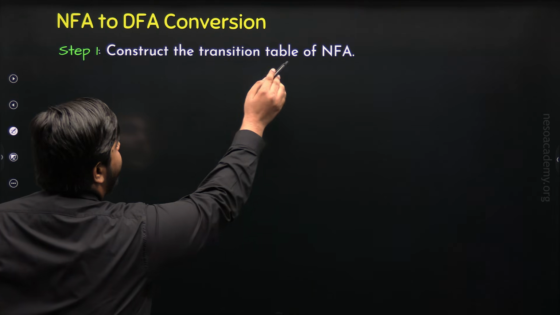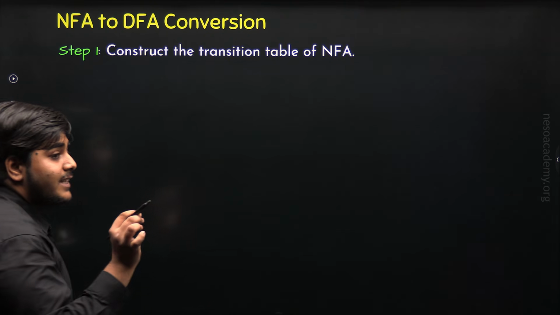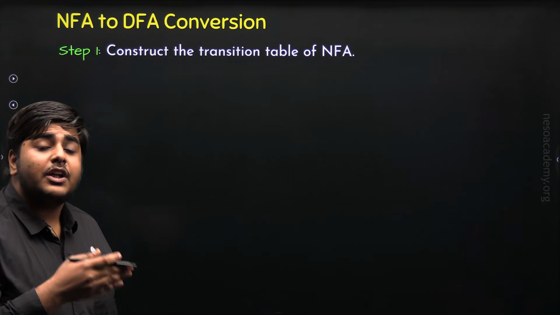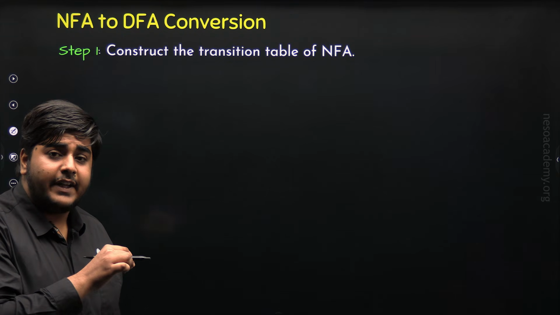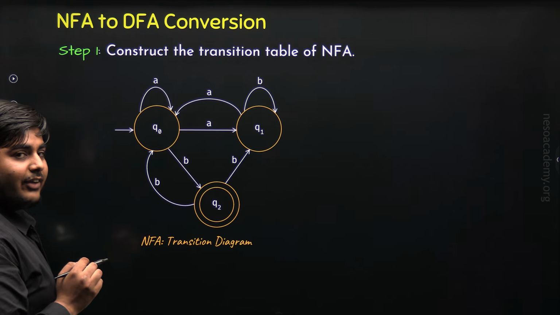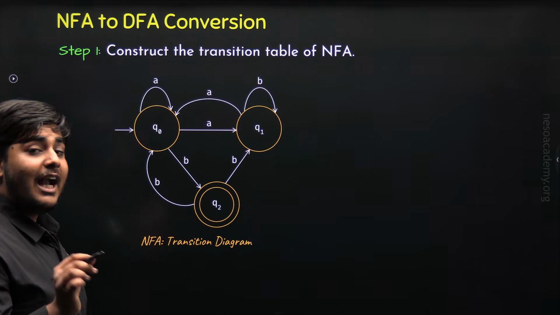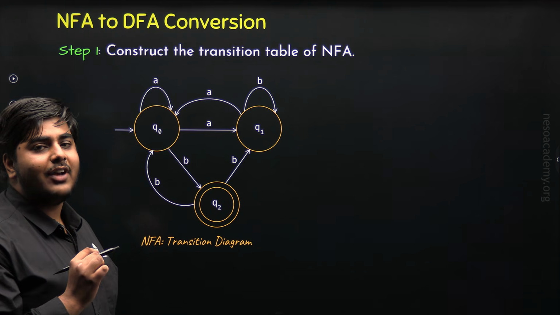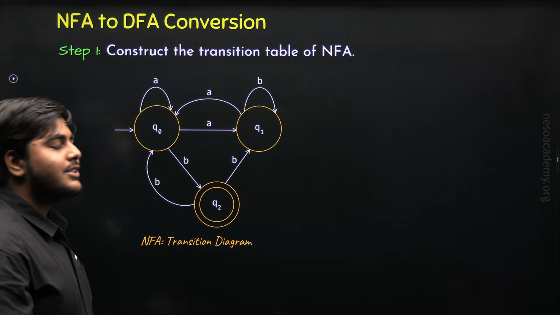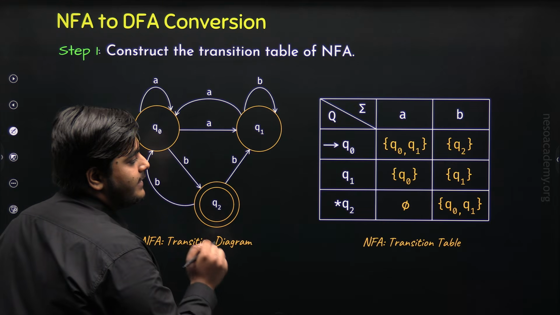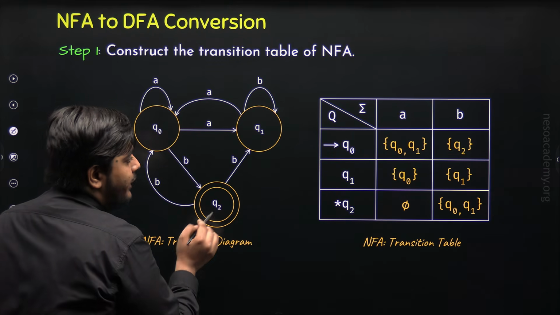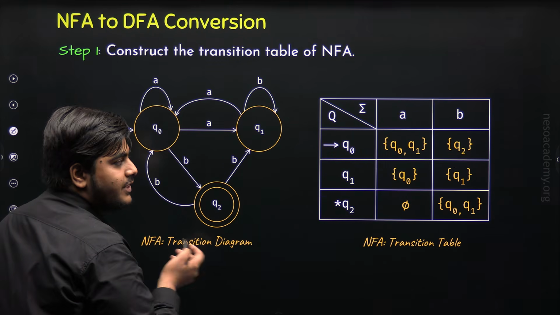Construct the transition table of NFA. So in this step, we are given the transition diagram already and we need to convert that transition diagram of NFA into its transition table. So this is the transition diagram that is given to us and we need to convert this transition diagram into a transition table. Let's quickly see the transition table for this diagram. Here you can see we have 3 states in the diagram, Q0, Q1 and Q2, and we have only 2 input symbols.